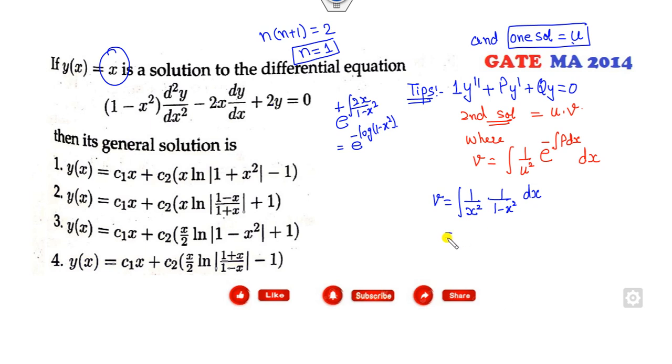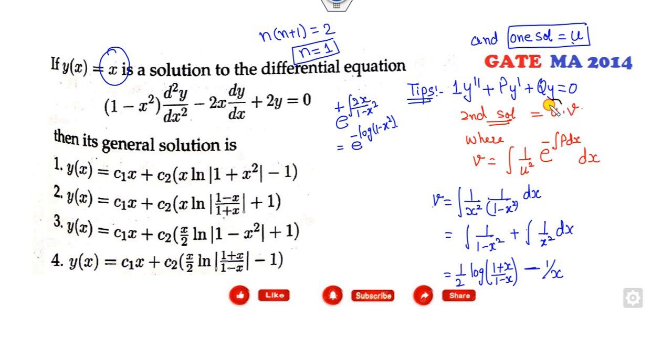Now how can you solve this? You can factorize it. It will be 1 over x square times 1 minus x square. So what is that? It will be minus 1 over x, and this will be 1 over 2 log of 1 plus x over 1 minus x. So that is my v.